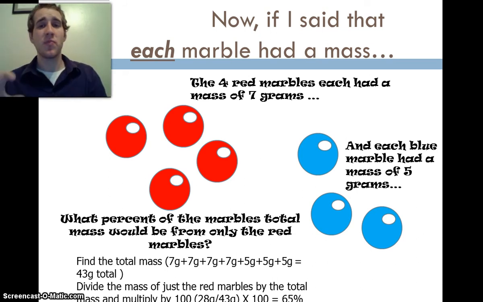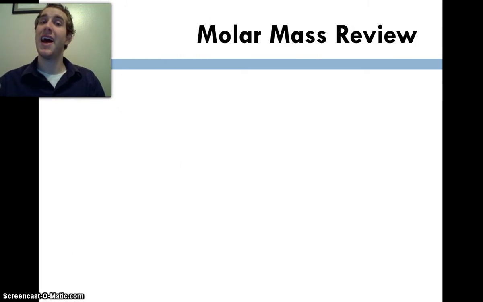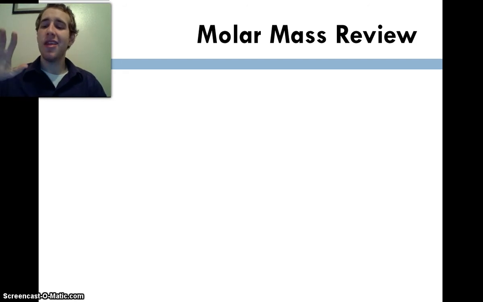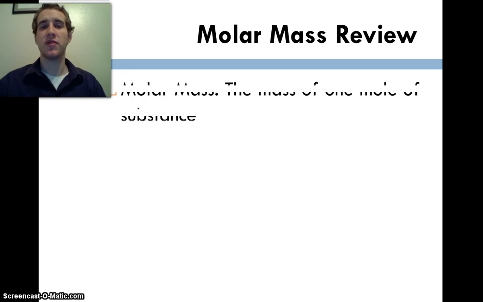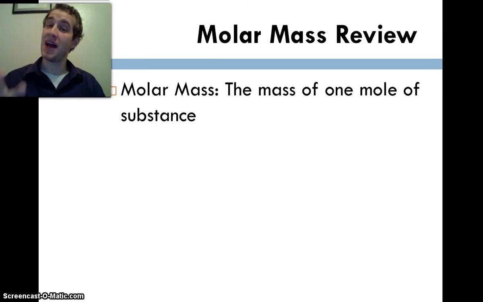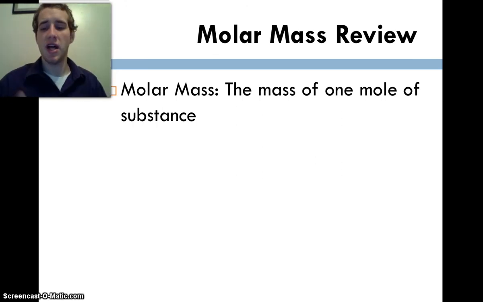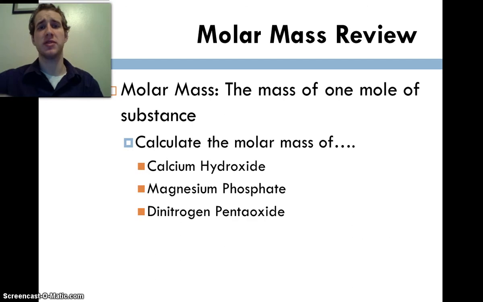Well, compounds, they don't necessarily have a number of marbles, but they do still have a mass. We call that, I hope somebody said molar mass. Yeah, we call it the molar mass. The molar mass of our element comes from that periodic table. It is the mass, this is a little bit of review, of 1 mole of a substance. So let's say we had 3 compounds. And here are 3 compounds. We've got calcium hydroxide, magnesium phosphate, dinitrogen pentaoxide.